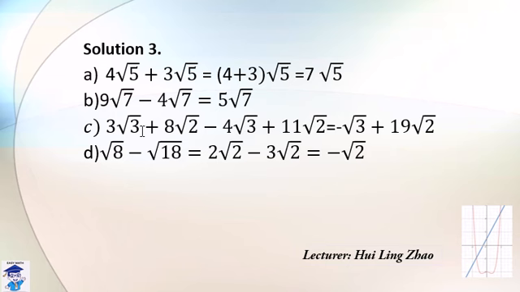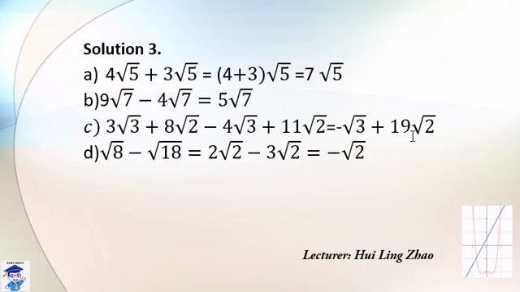Number C, there are 2 types of square root. One is the square root of 3, another one is the square root of 2. So grouping, first 3 times the square root of 3 and then negative 4 times the square root of 3, so there are 2 terms. So the answer is negative 1 times the square root of 3. For the square root of 2, there are 2 terms. One is 8 times the square root of 2, another one is 11 times the square root of 2.